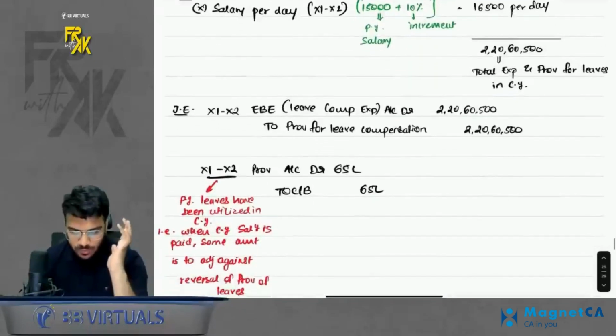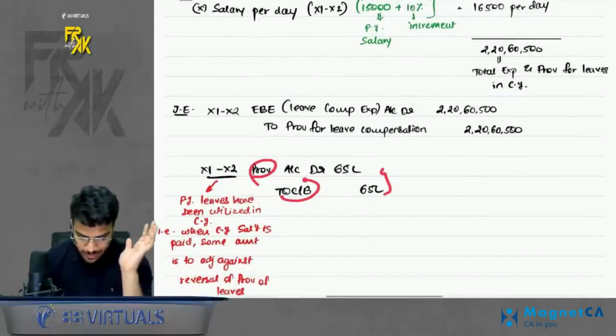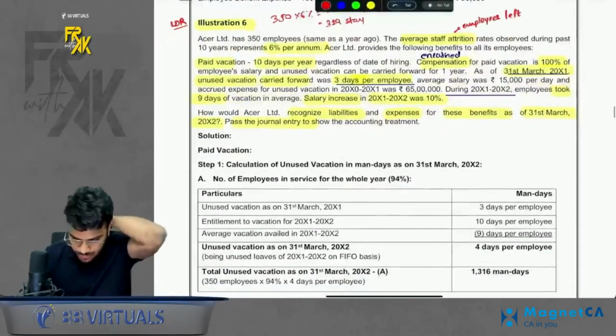Simple. Also, provision was given of previous year. We have reversed it and paid it off. Okay. Provision to cash bank. I have given the logic why it has been paid off. Do remember that. So this was illustration number 6, which we did.